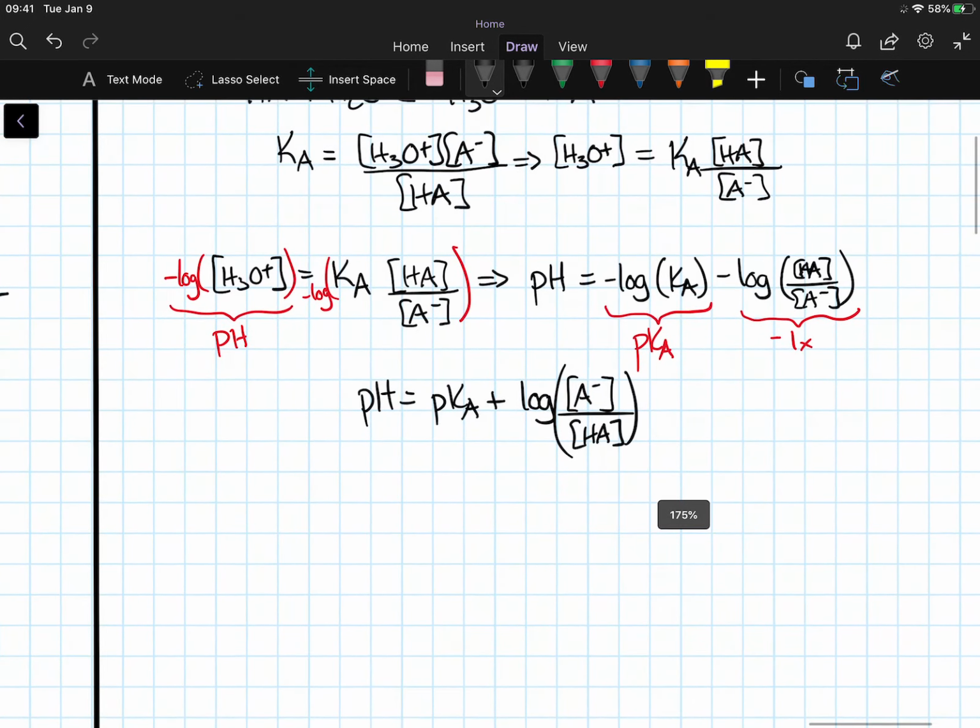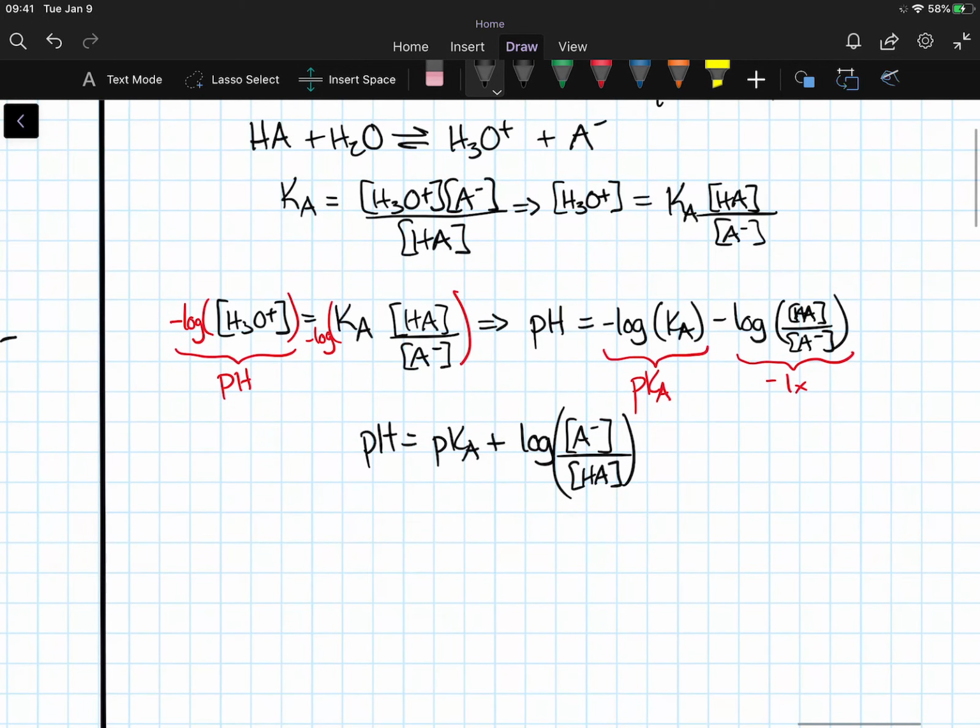And so what we can do, as long as we know the Ka of a weak acid and we know the concentrations of the weak acid and its conjugate base, remember those two have to be there, otherwise this won't work out. But as long as we know the concentrations of those two in the buffer, we can calculate the pH of that buffer. So that is the Henderson-Hasselbalch equation.